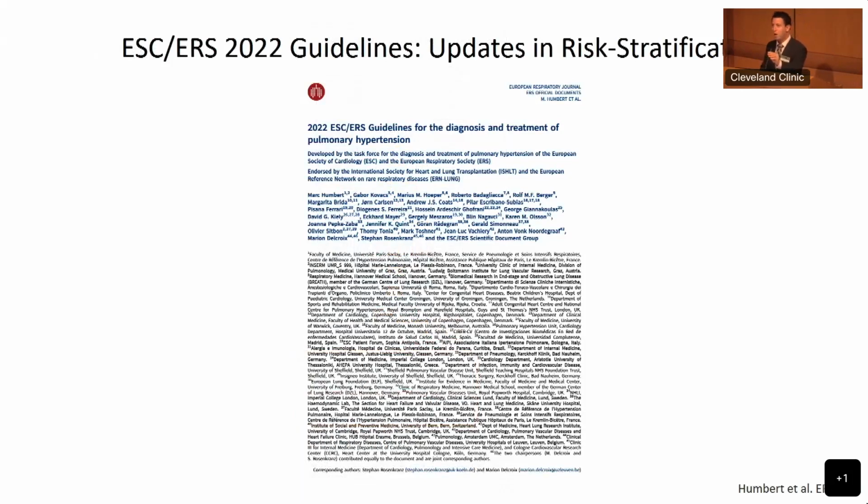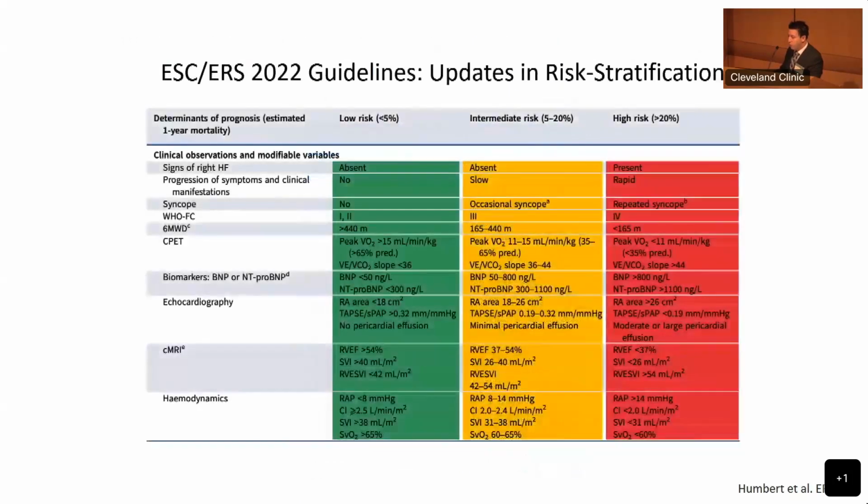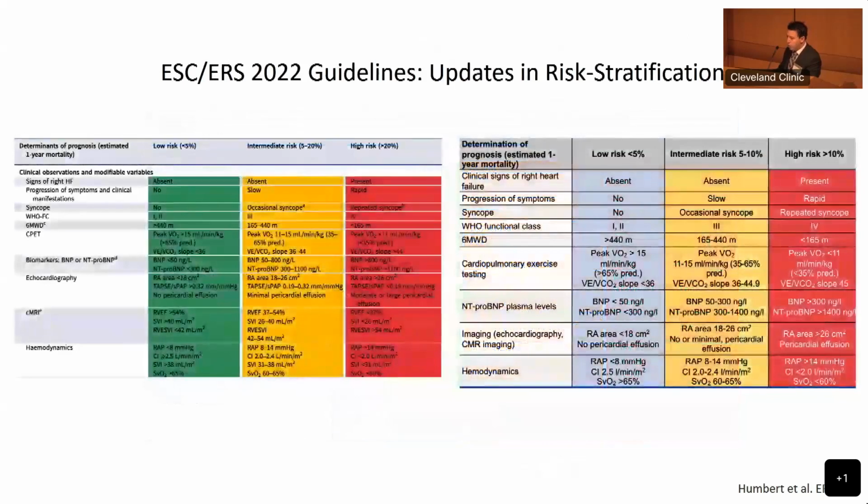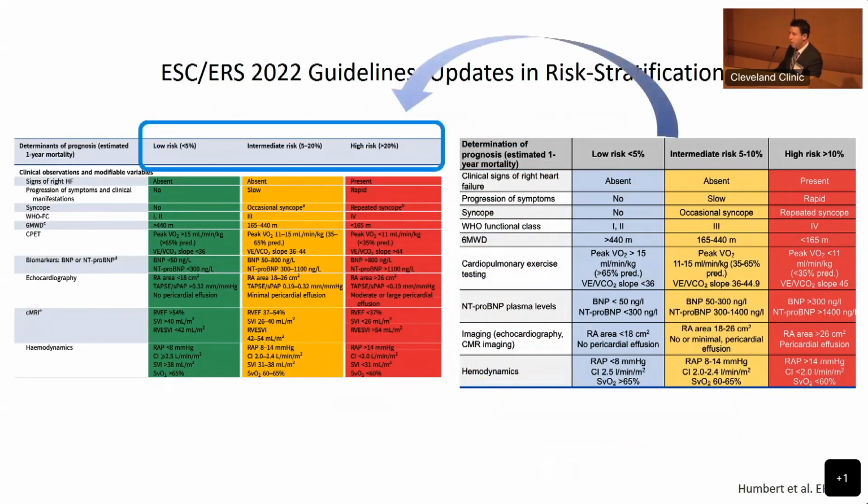So this just came out a couple of months ago, in which there are updates to the risk stratification model, and here it is. And I want to just point out a couple of changes when compared to the old model back in 2015. The one thing is that when looking at registry data, it turns out we may have underestimated mortality in high-risk patients. And so they increased high-risk 1-year mortality to greater than 20%, and broadened the mortality of the intermediate risk strata to 5 to 20%.